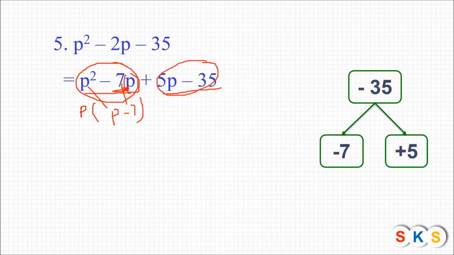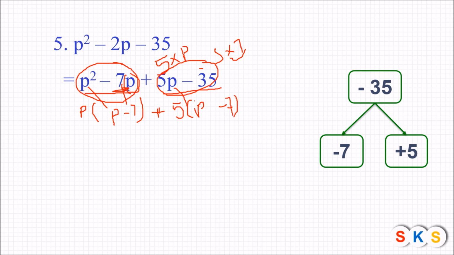And what is common in the next group? The common is 5 because 5p means 5 into p, and 35 means 5 into 7. So what is common in these two terms? The common is 5, so we will write 5 as a common. What will be left in the bracket? If I take 5 as a common, here one p will be left, and here 7, so minus 7.